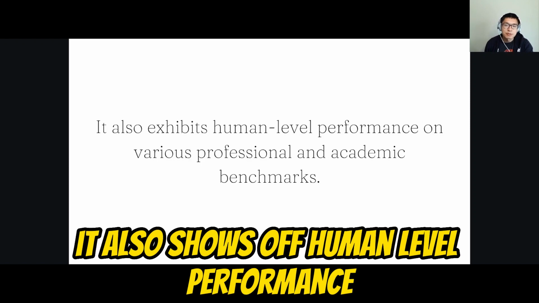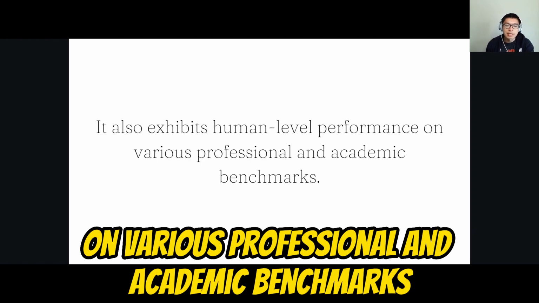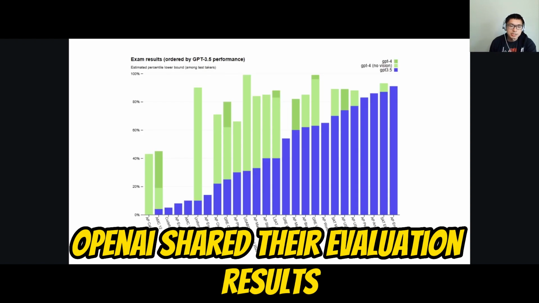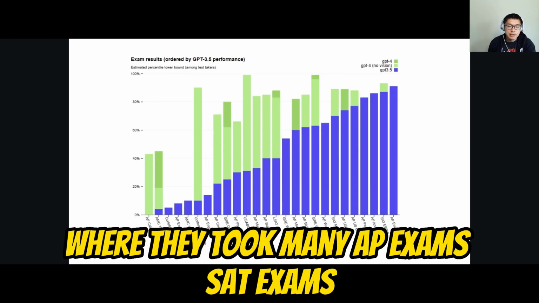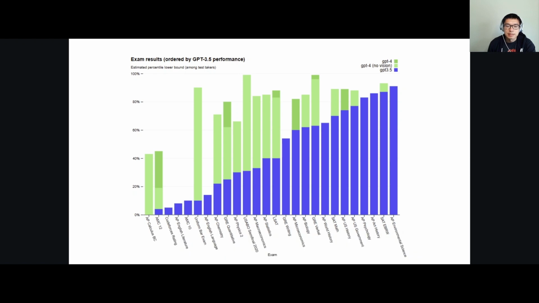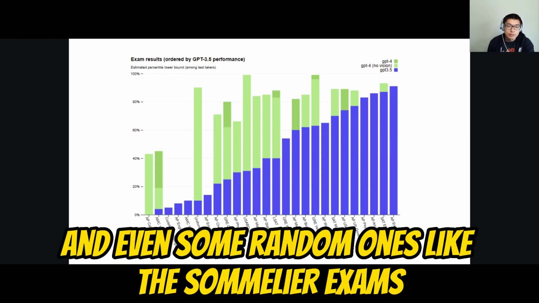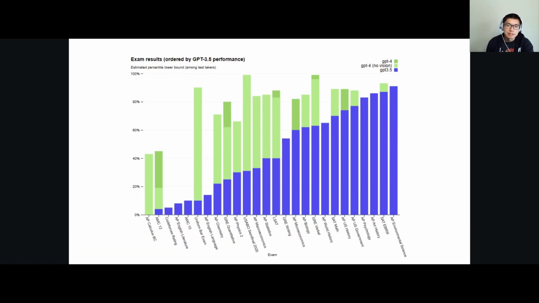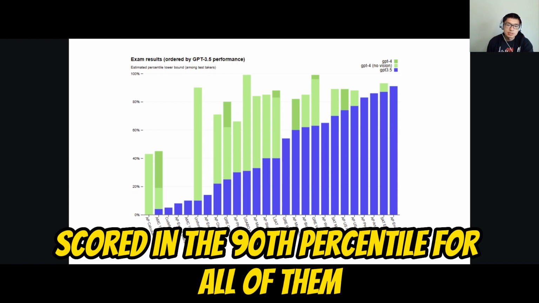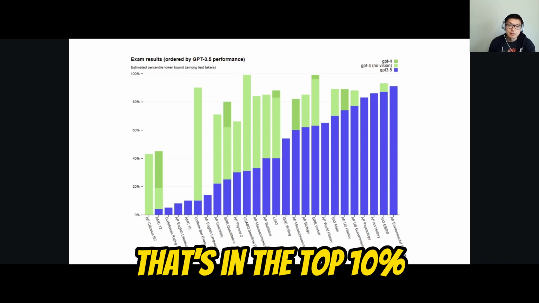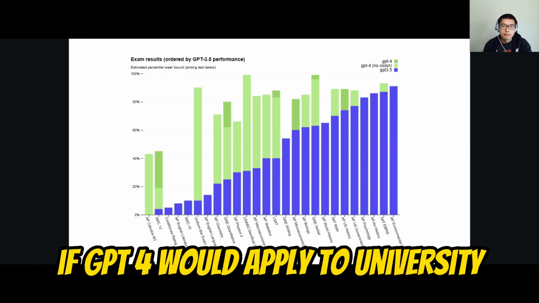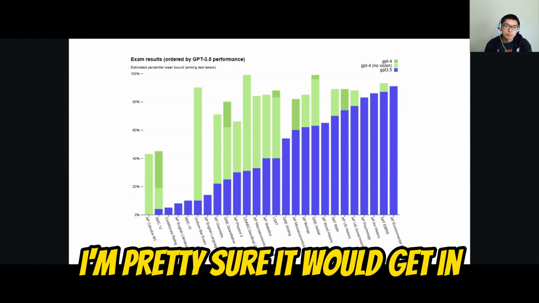It also shows off human-level performance on various professional and academic benchmarks. OpenAI shared their evaluation results where they took many AP exams, SAT exams, the LSAT, and even some random ones like the sommelier exams, and showed that GPT-4 actually scored in the 90th percentile for all of them. That's in the top 10%. Just from these results alone, if GPT-4 would apply to university, I'm pretty sure it'd get in.